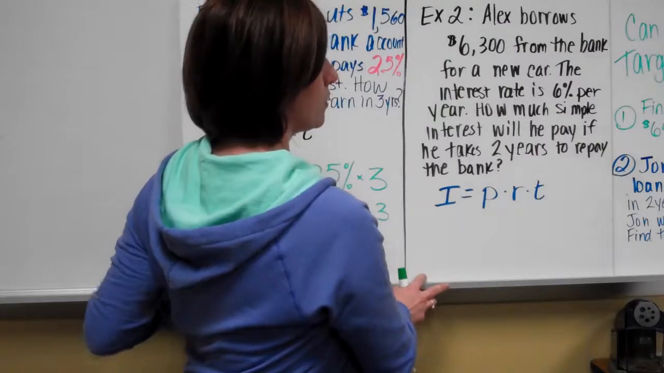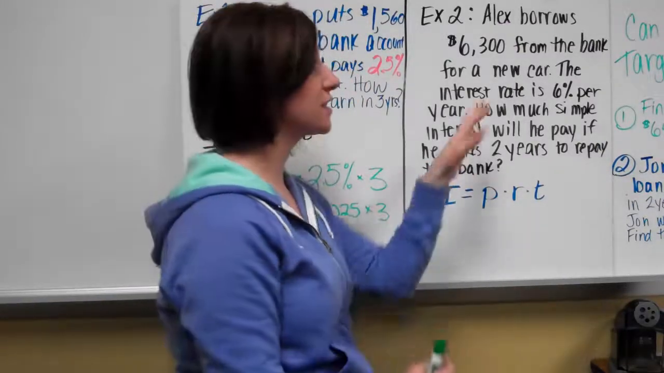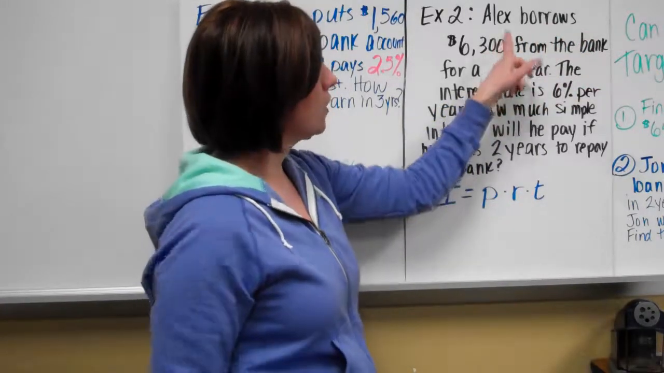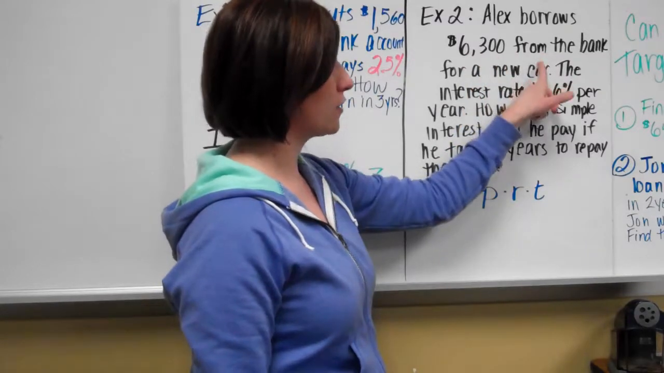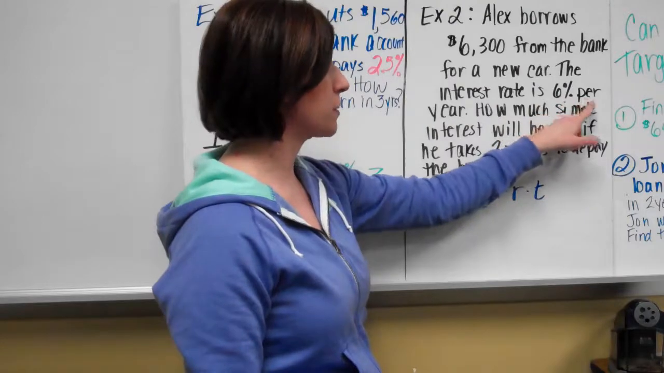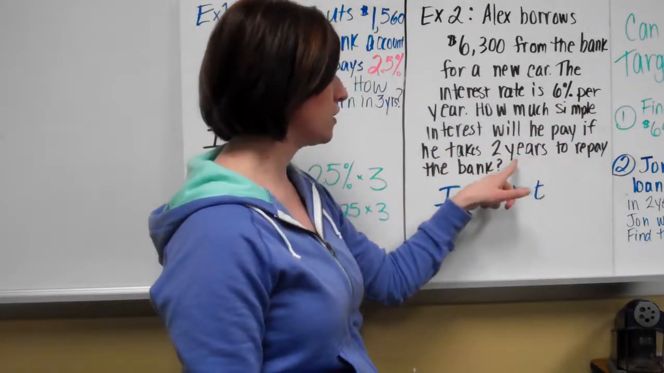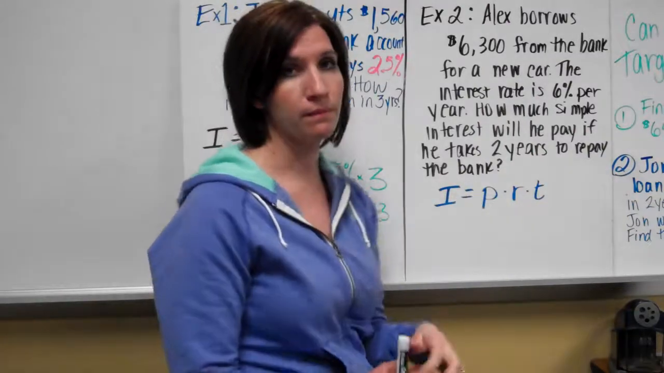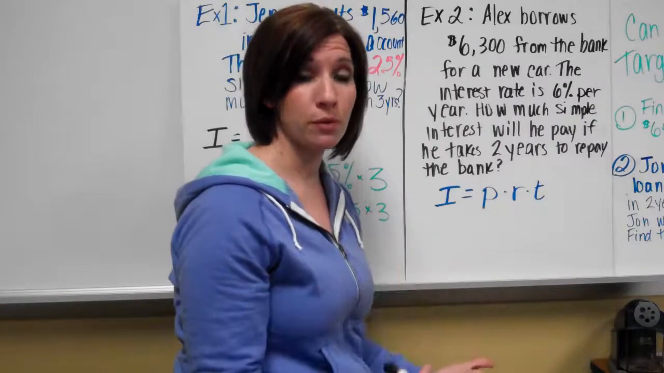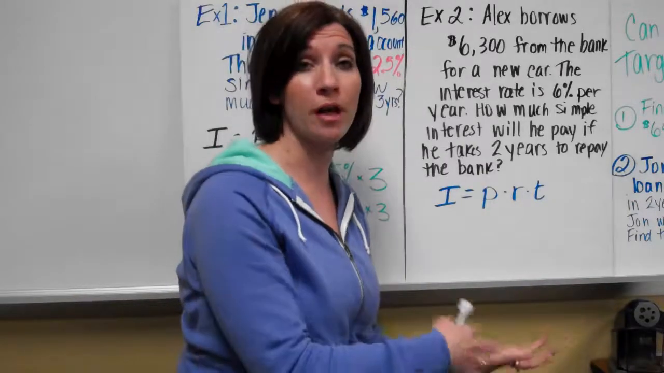Okay, let's look at example number 2. This is a little bit different because now we're talking about borrowing money. Alex borrows $6,300 from the bank for a new car. The interest rate is 6% per year. How much simple interest will he pay if he takes 2 years to repay the loan? We are going to use the same exact equation because we're calculating simple interest. And because he borrowed money, he has to pay money to borrow money.